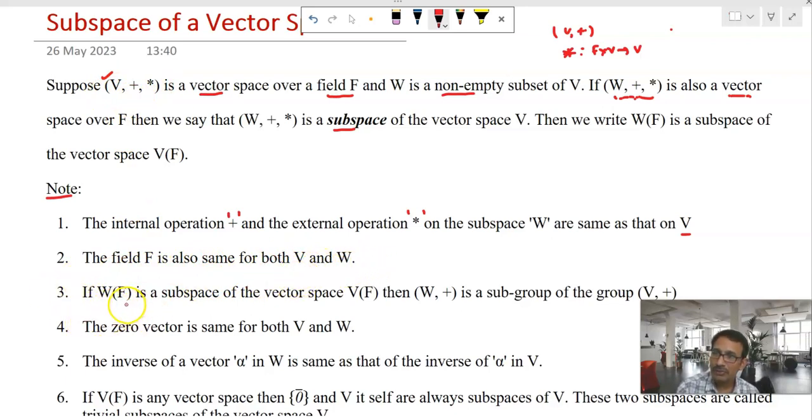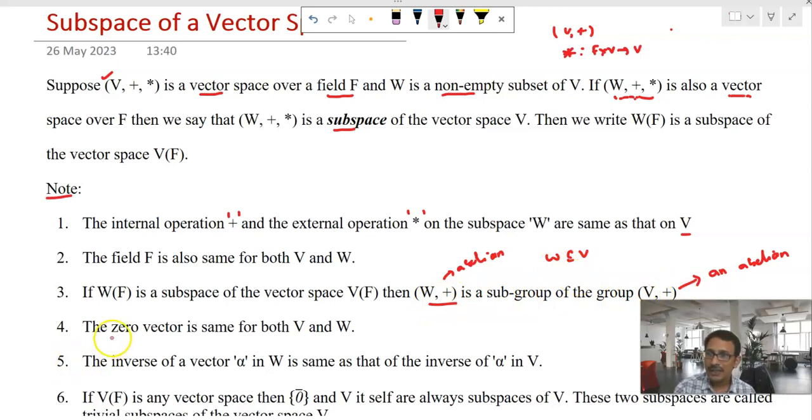And if W over F is a subspace of the vector space V over F, then (W, +) is a subgroup of the group (V, +). Already I discussed this. What do you mean by vector space? Already (V, +) is an abelian group because it is a vector space. And W is also a vector space. That means (W, +) is also an abelian group. But W is already a subset of V. Therefore, (W, +) is a subgroup of the group (V, +).